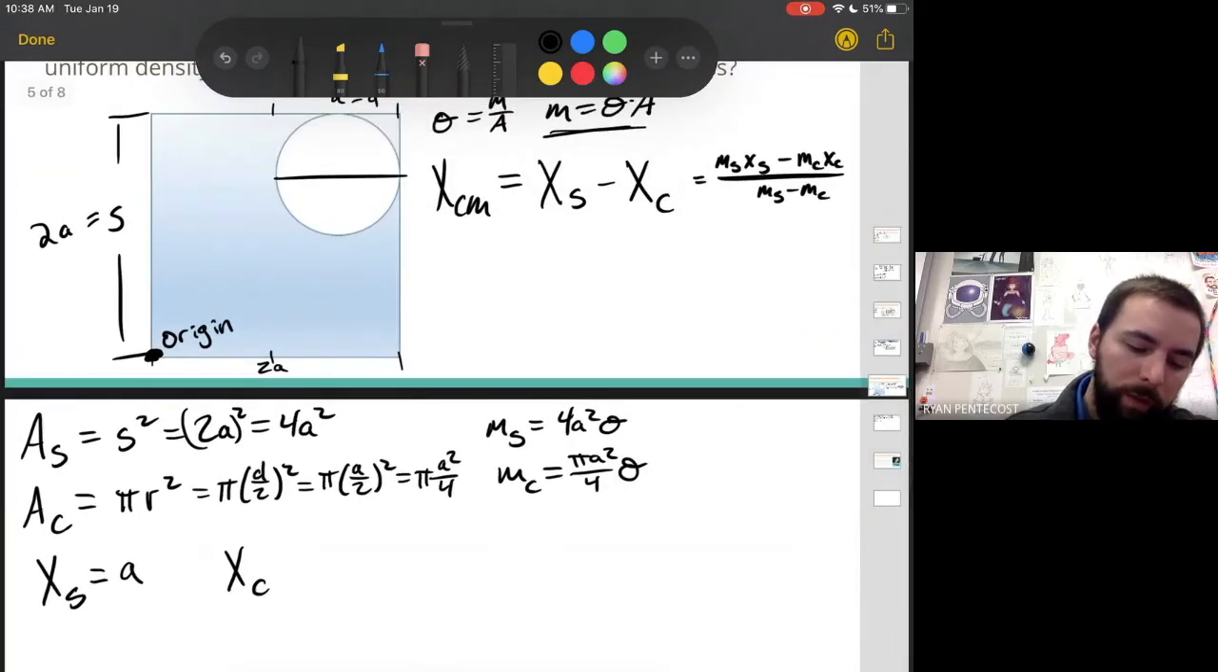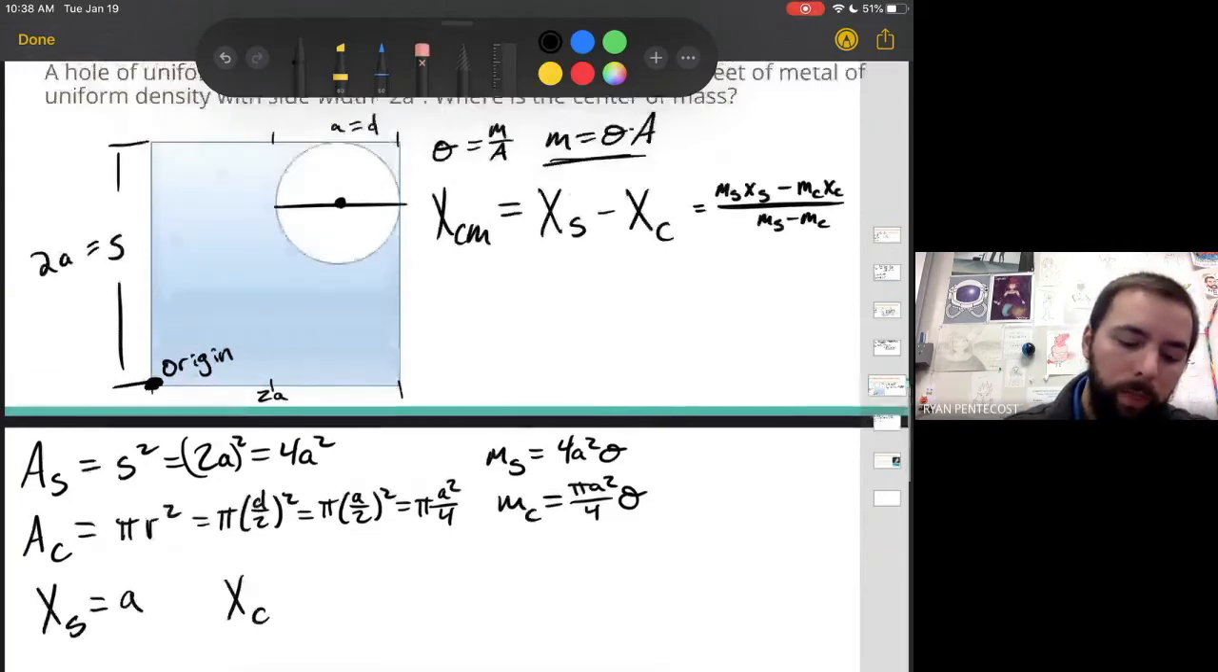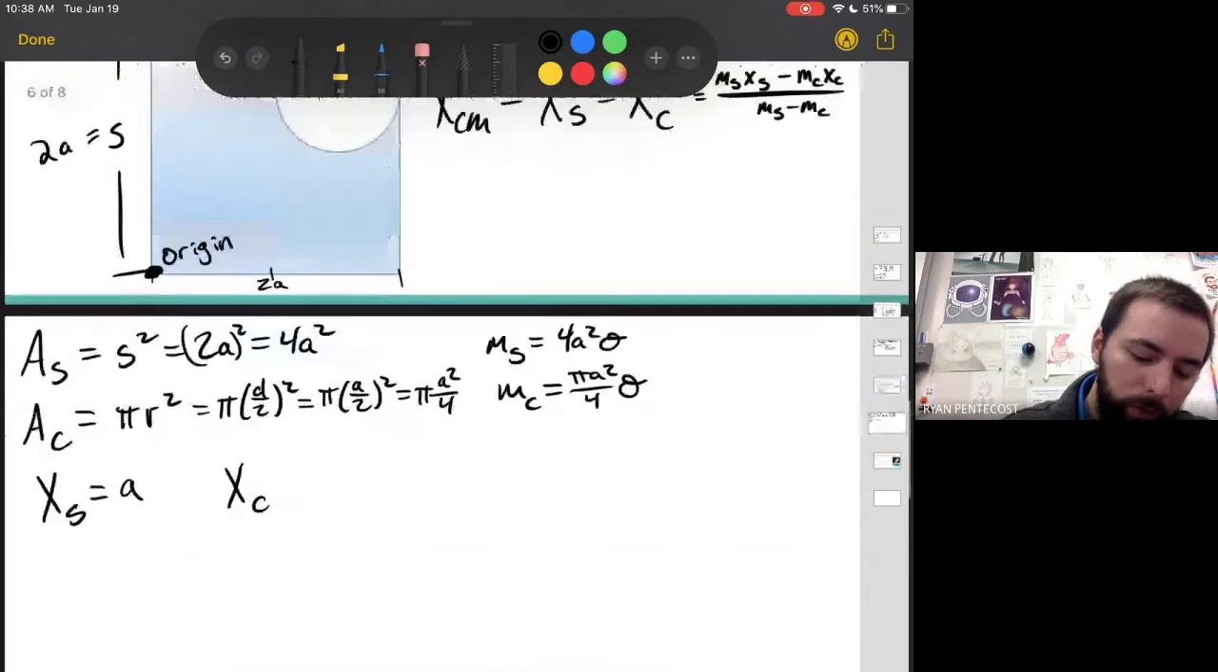So the center of the circle should be halfway through the circle, right? So that would be half A right here, 1/2 of an A. But then we've got this A over here also. So we'll call that 3/2 A.